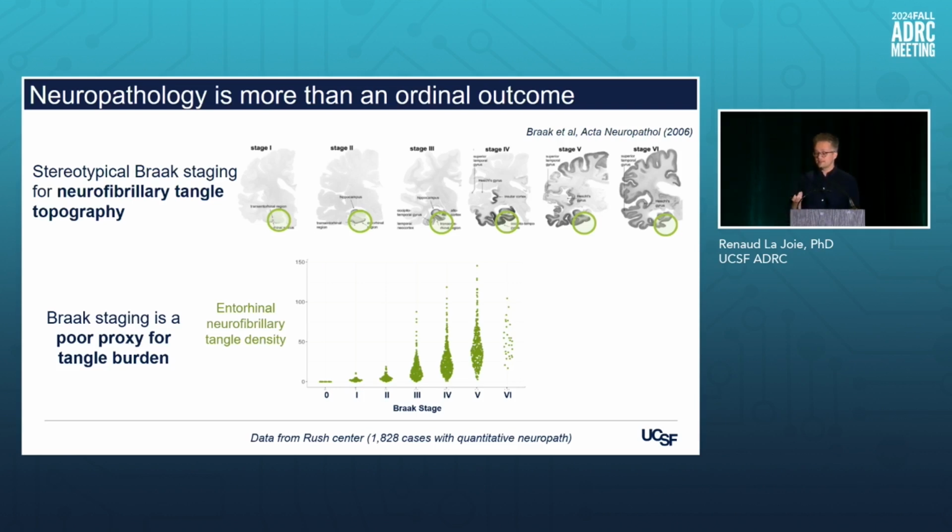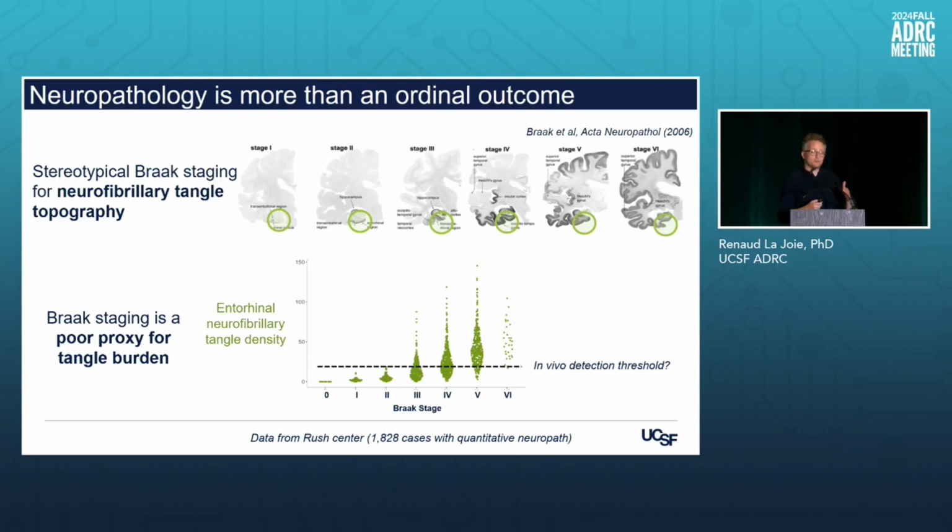And this is the amazing data from the Rush Center, where they've been quantifying the actual tangle density in different brain regions. What I'm showing you here is the density of tangles in the entorhinal cortex, so the very first cortical region that gets tangles. And you can see that as tau progresses throughout the brain, tau continues to accumulate in the early regions. But the burden is really low at low stages. So at Braak stage 1 and 2, patients have very minimal burden. And it's very likely that the in vivo detection with biomarkers, whether they're PET or fluid biomarkers, might not be able to detect those low amounts of pathology.